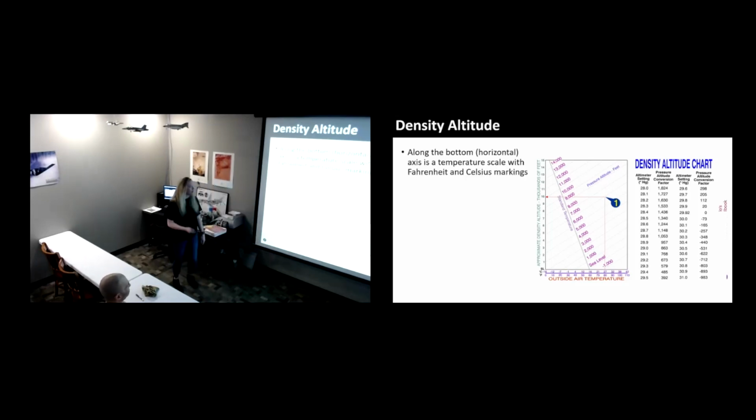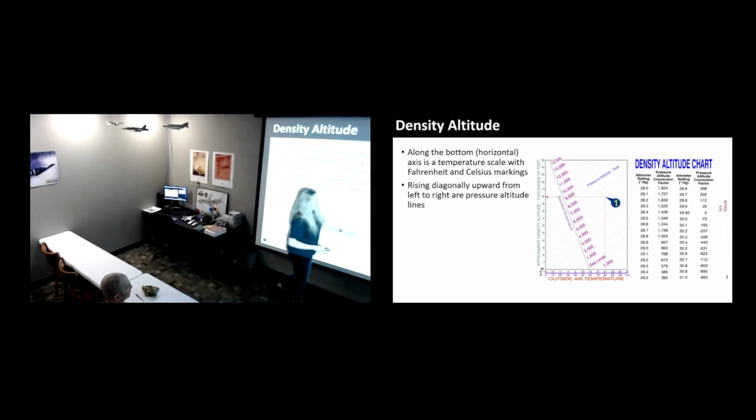So to use this chart, we are using it to find the approximate density altitude. We have our pressure altitude in this scenario. What this is saying is it's 80 degrees outside. You follow your line up to your pressure altitude, which in this case is 7,000 feet, and then you follow straight across to your airplane's density altitude. Your airplane will feel like it's at 10,000 feet.